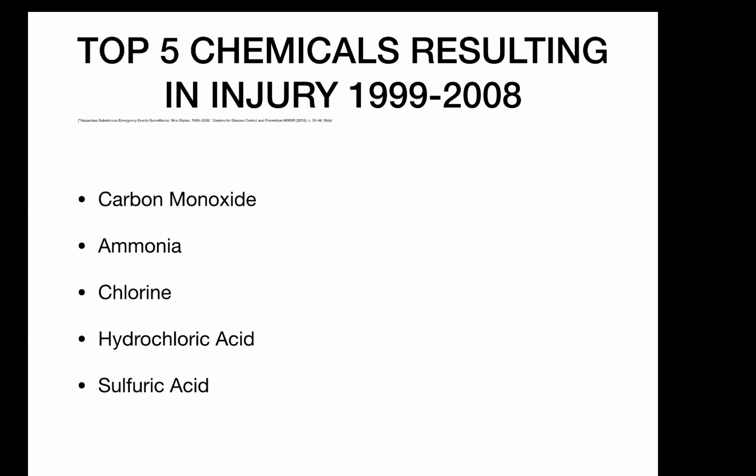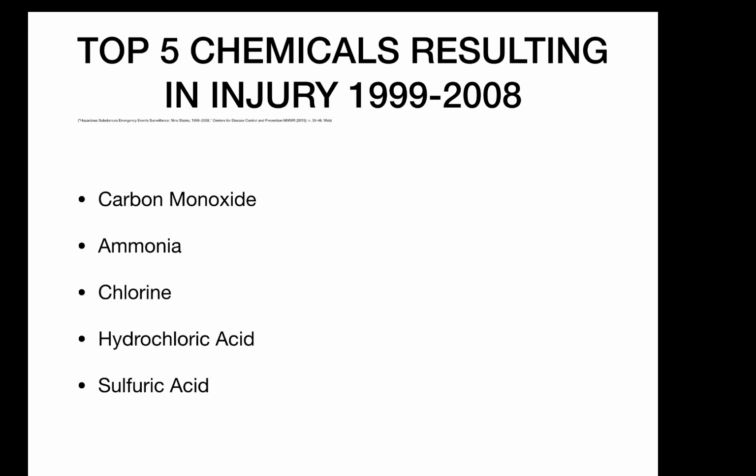So the top 5 chemicals resulting in injury from 1999 to 2008 are carbon monoxide, ammonia, chlorine, hydrochloric acid, and sulfuric acid. Carbon monoxide causes the greatest number of injuries. In the EMS world, fire world, we're pretty well versed in it, although we may tend to overlook the signs and symptoms of it, instead choosing to view something a little bit more common.